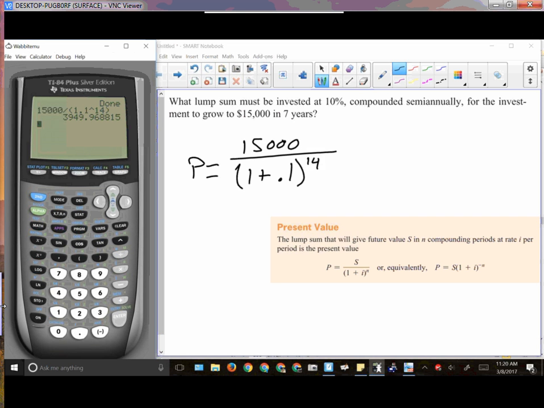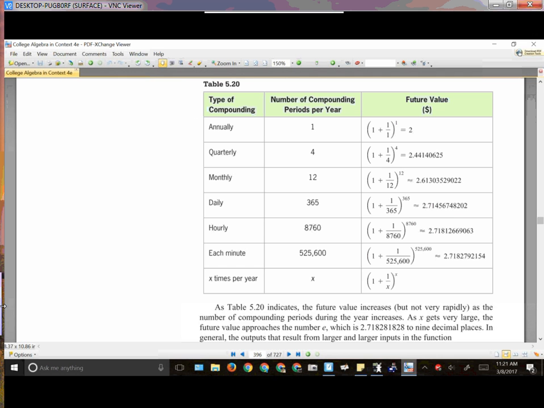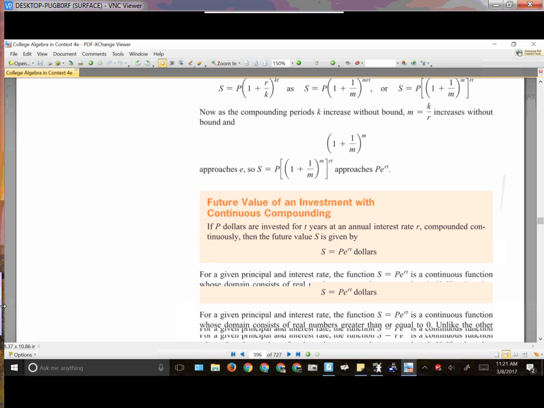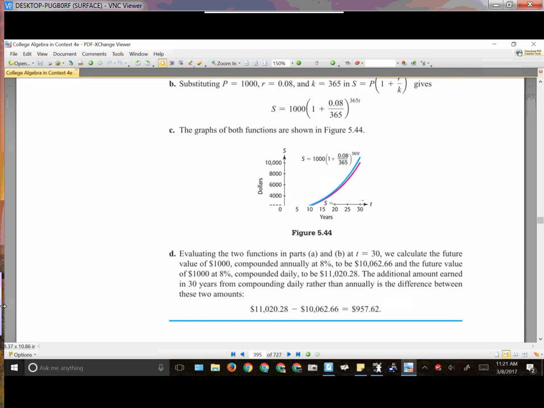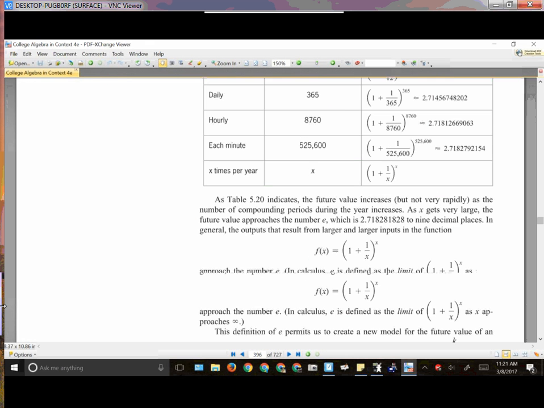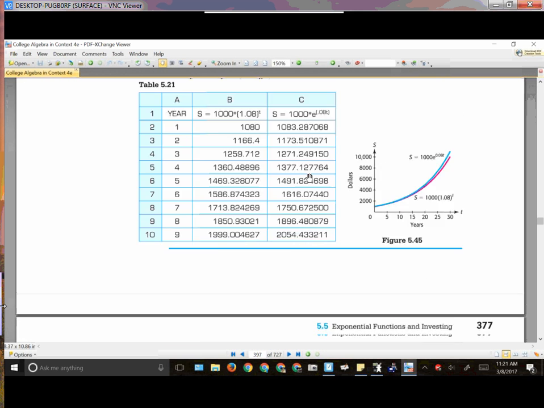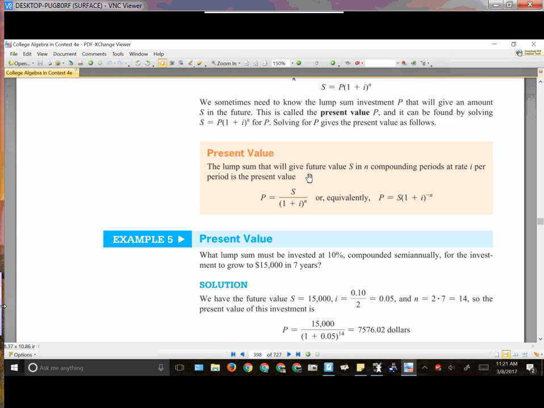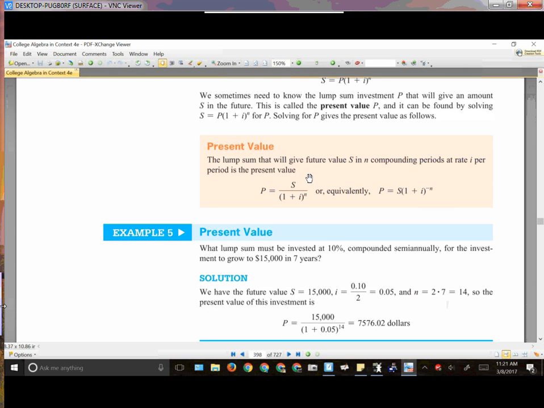That seems to make sense, doesn't it? Basically, all it's doing is working backwards this idea of future value. In other words, what you would normally go and invest, it's just working it backwards. But rather than trying to develop the formula, they give it to you to begin with. Okay.